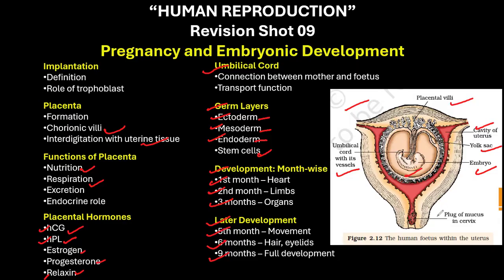Then cervix and mucus plug. This is also very important. The cervix is the lower narrow part of the uterus opening into the female reproductive organ. A plug of mucus forms in the cervix during pregnancy. What is the function of this mucus plug? It prevents entry of bacteria. It protects the uterus and developing fetus from infections.